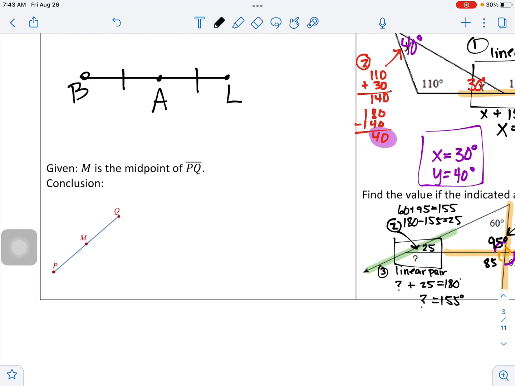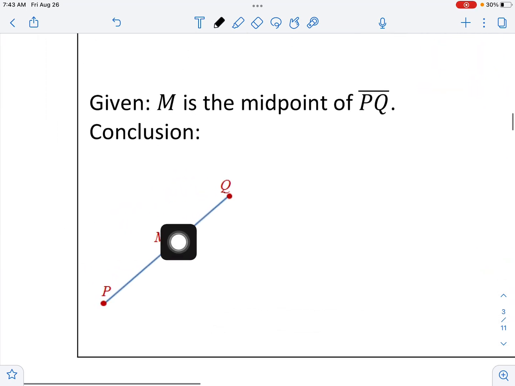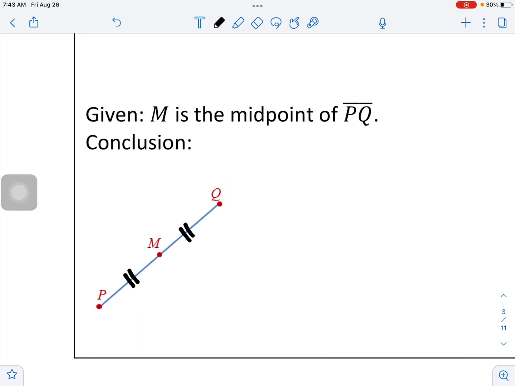And then finally, given that M is the midpoint of PQ, we can mark our picture. You can use one notch like we did above. You can use 2 or 3. Sometimes you can use a small circle or a small triangle on your segment. As long as it's the same marking, you know that the segments are the same size.